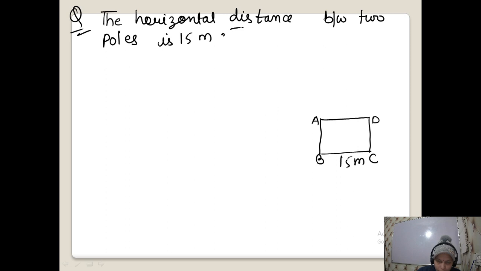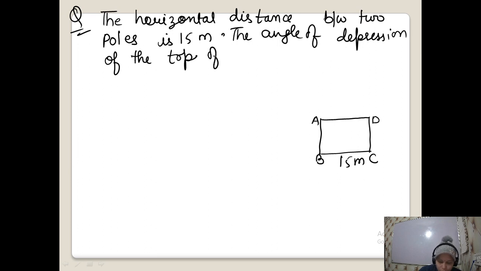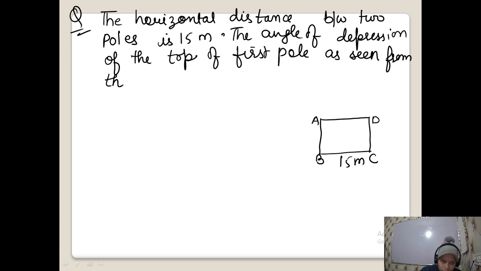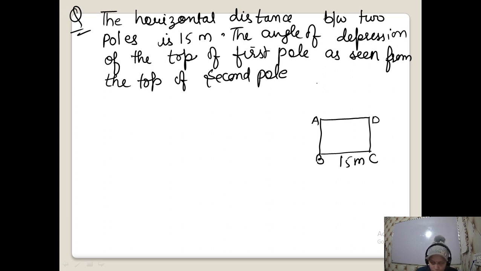Next, we are given the angle of depression of the top of the first pole as seen from the top of the second pole, which is 30 degrees. It says that the angle of depression of the top of the first pole, this is the top of the first pole and this is the top of the second pole, makes the same angle, that is 30 degrees, and you can give it the name E.